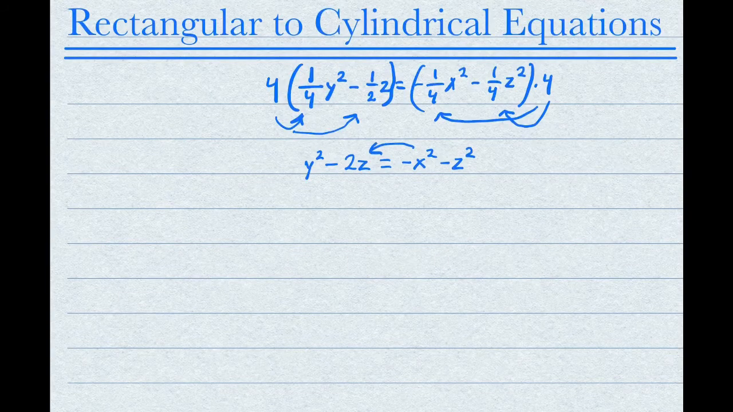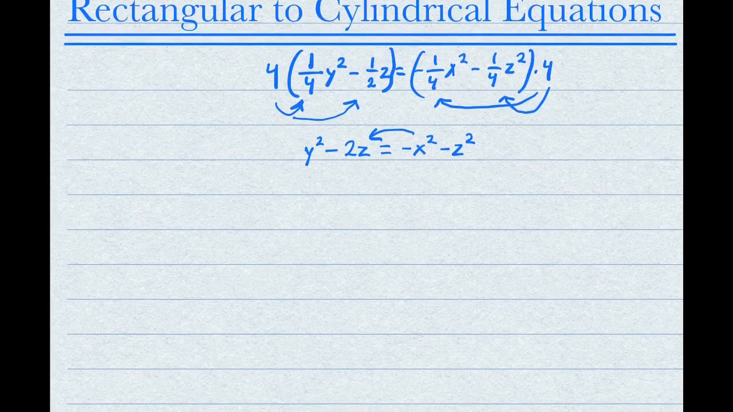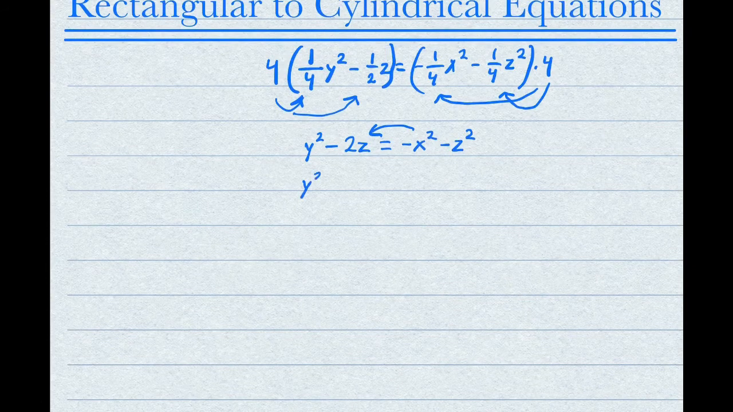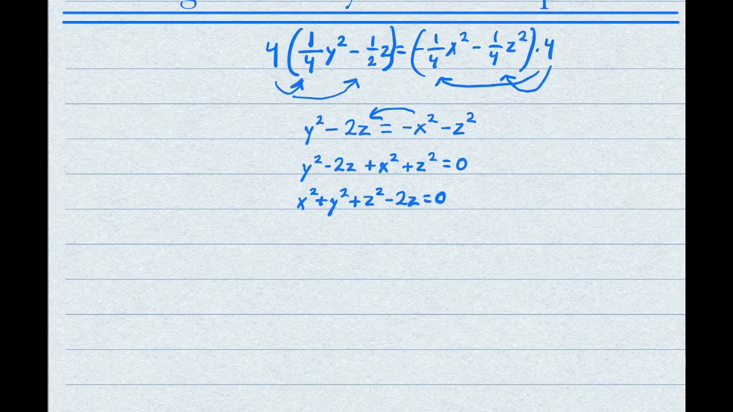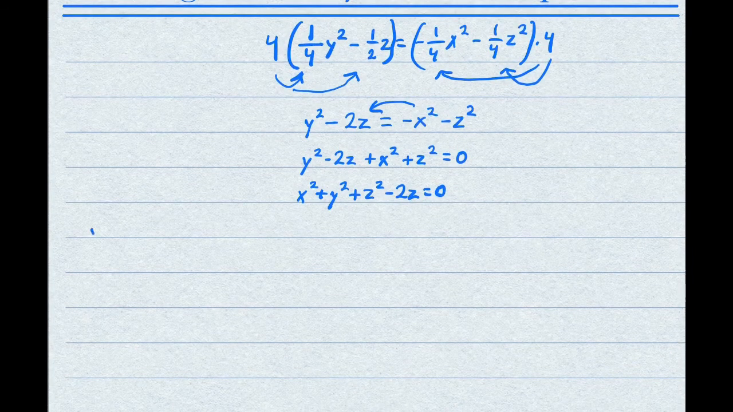And now let's bring everything over to the same side of the equation. And we're just going to rearrange this so that x squared is in front, and then y squared plus z squared minus 2z. There's nothing else that can be simplified algebraically, not for our purposes anyway. So let's go ahead and write out the equations from before.